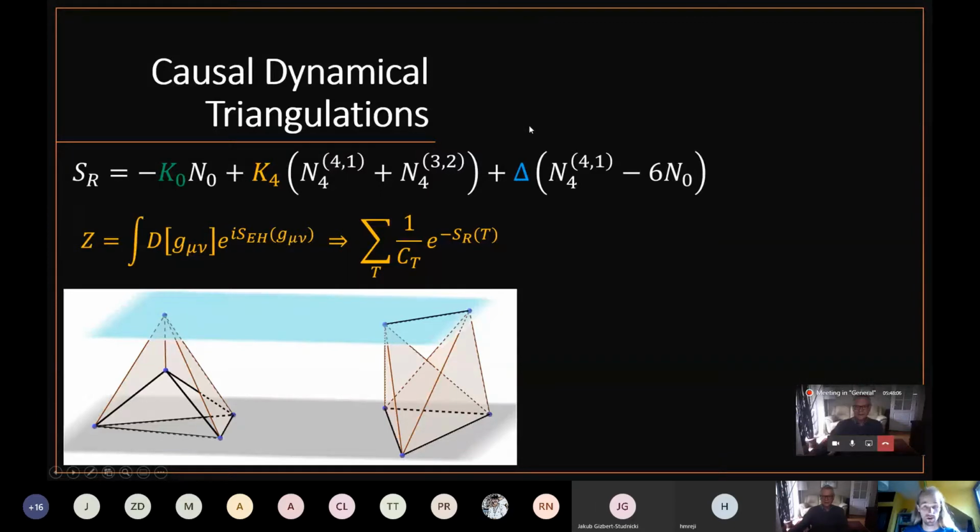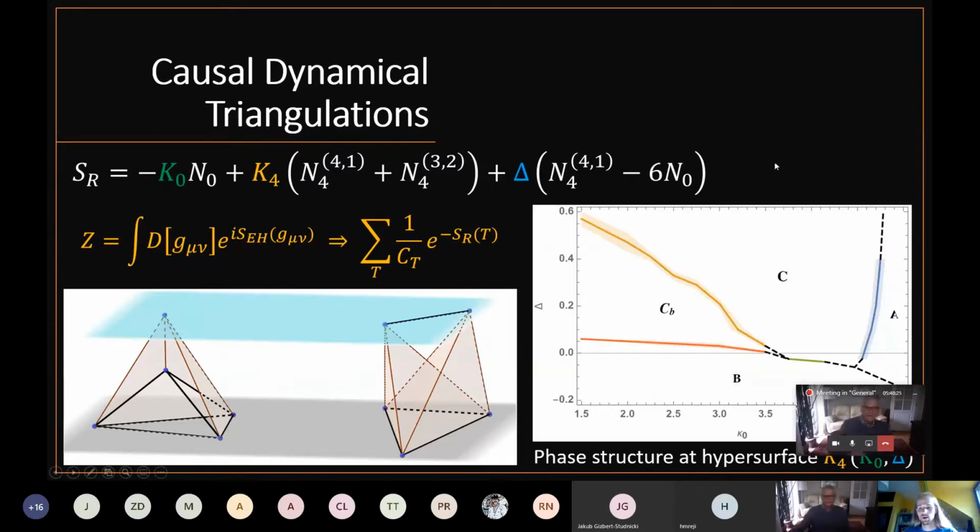During the simulations, typically we fix the volume, and K4, which is playing the role of the cosmological constant, has to be tuned to its critical value. When we tune K4 to the critical value, we can study the theory as a function of the other two couplings, and this is what we call a phase diagram. Now, we have four distinct phases.